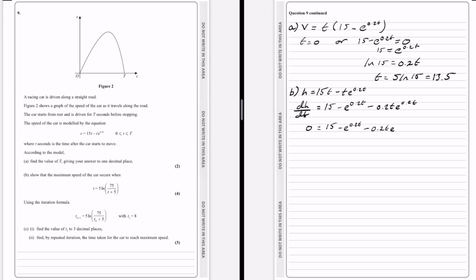Then we want to find the maximum point, so I'm going to set dV by dt to 0. 0 equals 15e to the 0.2t minus 0.2t e to the 0.2t. Bring the two expressions with e to the 0.2t onto the left hand side, and I'm going to factorize them out. And then dividing both sides by 1 plus t over 5.